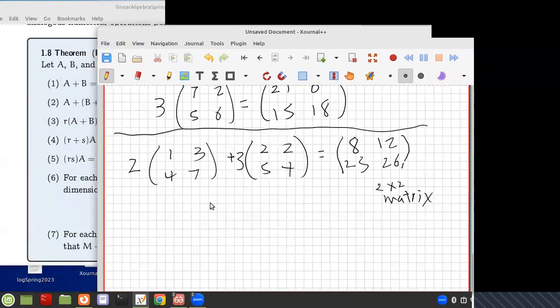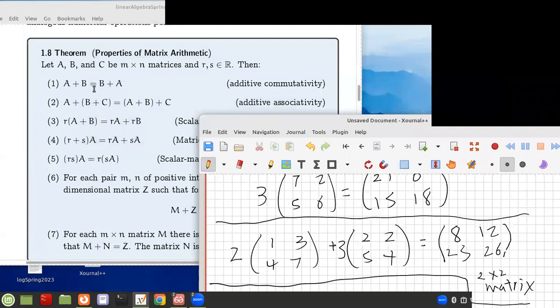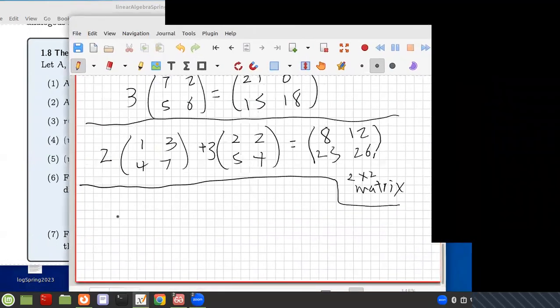These are useful. To some extent, the matrices obey the same properties as numbers, but not quite all of them. The additive properties are almost completely analogous. For example, one of the properties is A plus B equals B plus A. Well, A and B are the same size matrices. So A and B are the same size, otherwise it wouldn't make sense.